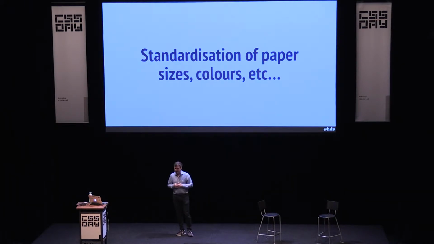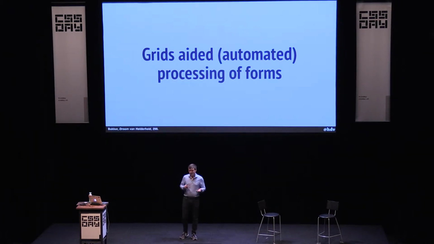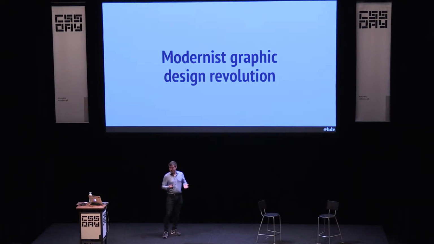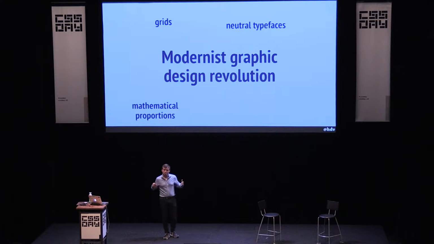world. Now, grids also help these people, because if you have your phone number in the same place on your grid, it's going to be easier to process it automatically by computers, which is something they started experimenting with. So you could say there was this kind of modernist graphic design revolution in the last century. And that means things like grids and neutral typefaces, proportions, function over form. They got really popular.